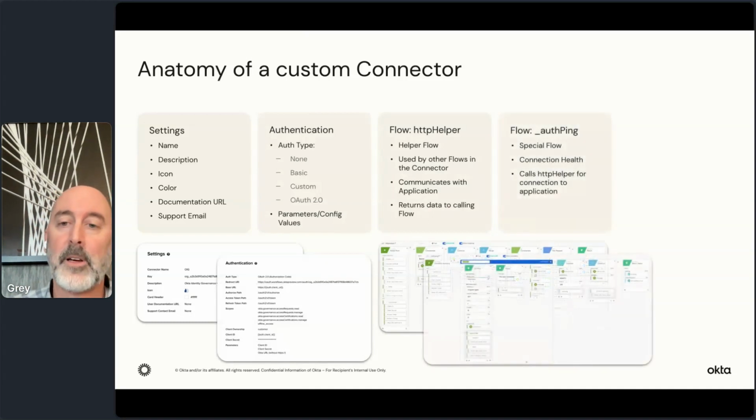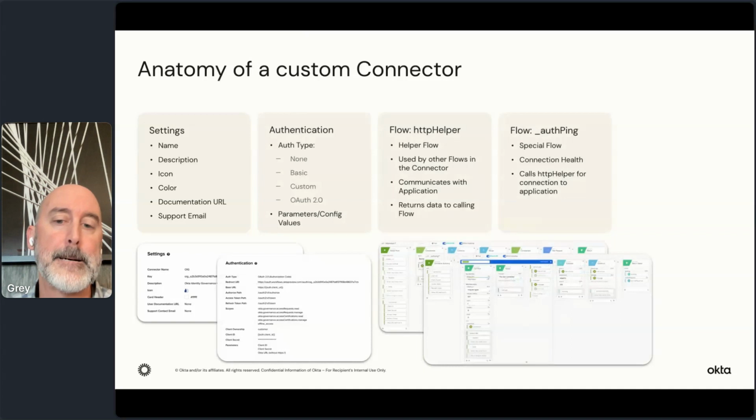The next flow is a system flow that needs to be created called _auth ping. This is a special flow that the connector will look for to check the health of the connection. So if you've ever set up a connection within Okta Workflows, you need to enter your information, make sure it actually authenticates and connects before it allows you to make use of the connector.